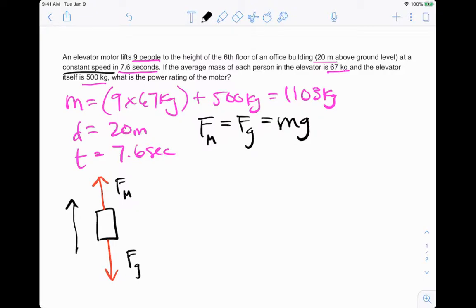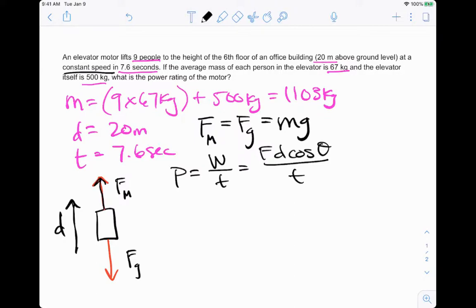So our power equation is power is equal to work over time. Work equation is force times displacement times the cosine of theta, and then that is still divided by time in the power equation. Now we know here our displacement is upwards. Since our displacement is upwards and also our force of the elevator motor is upwards, the angle between those two is 0. So I'm going to plug in 0 for that angle. I'm also going to plug in mg for my force because I know that's what the force of the elevator motor is going to be equal to since we're moving at a constant velocity.